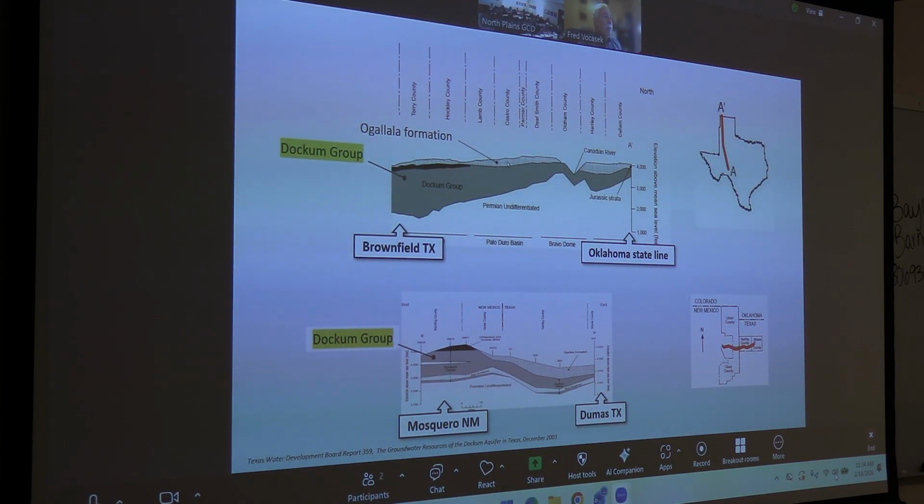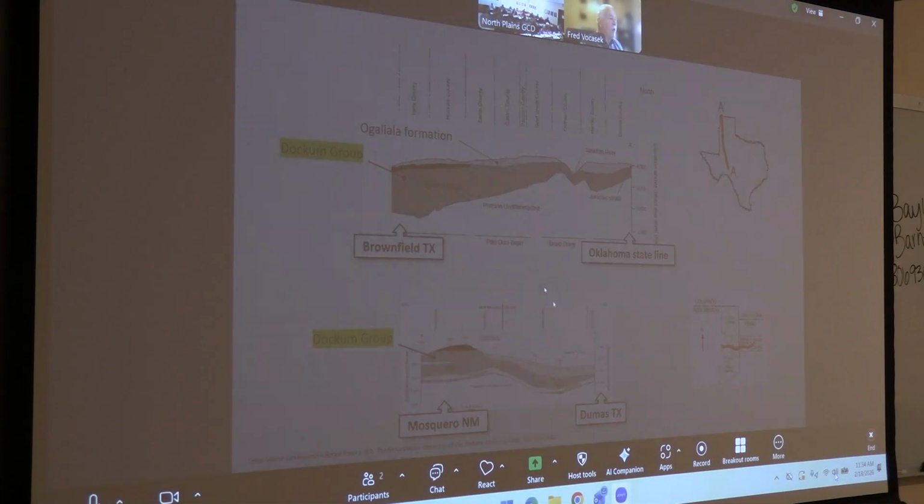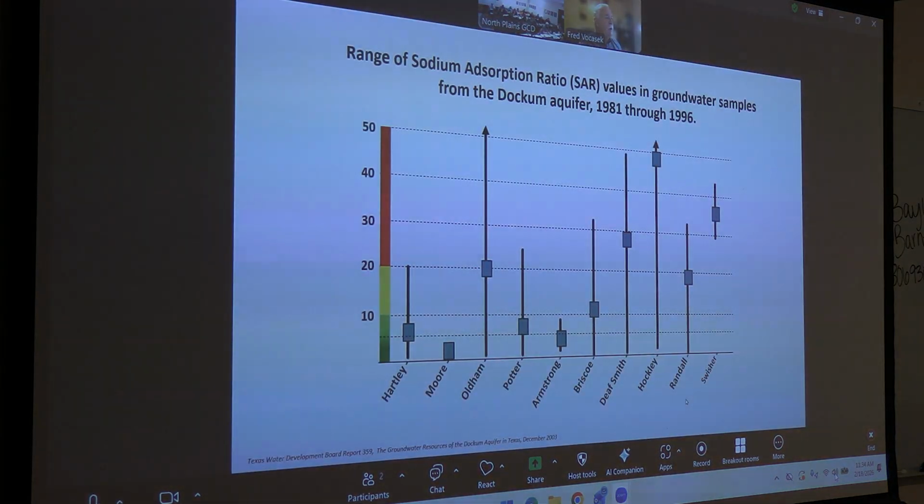So we run out of irrigation water, and things can be a problem. Well, let's just drill a deeper well, and that can work against us. From that same report, here's a diagram that illustrates the sodium absorption ratio in those samples by county. And so what we're seeing here is most of the samples are represented by the blue bar, and then our extreme samples are represented by the whiskers here.